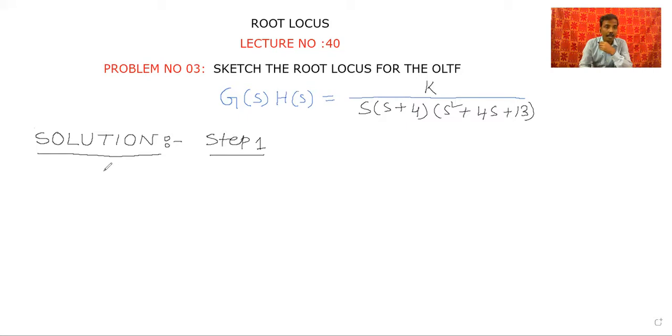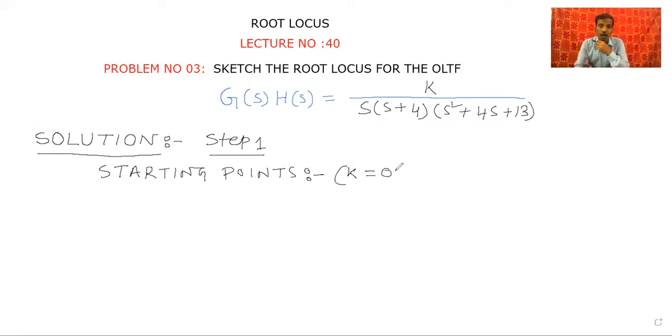Step one, starting points. What is the definition of starting points? The root locus starts at K equals to 0 from the open loop poles. Here the open loop transfer function G(s)H(s) = K / [s(s+4)(s² + 4s + 13)], and the root locus starts at K equals to 0.